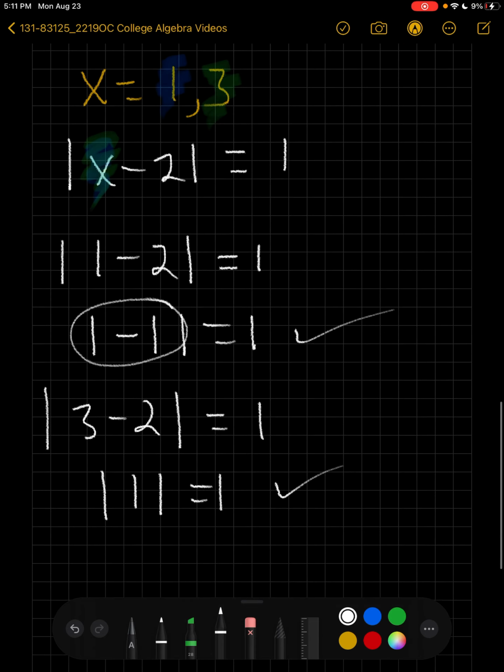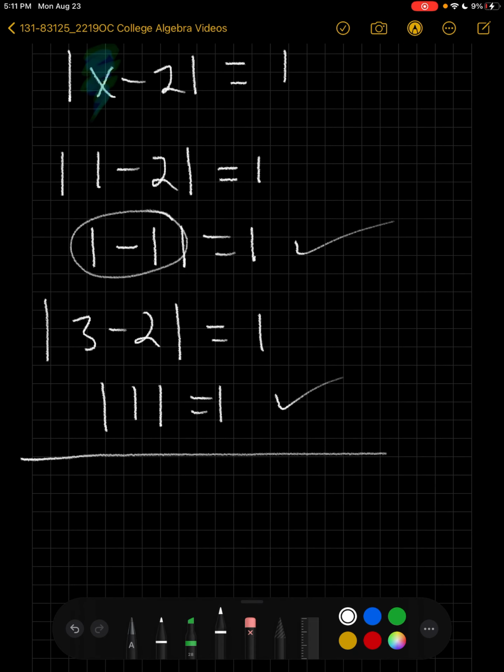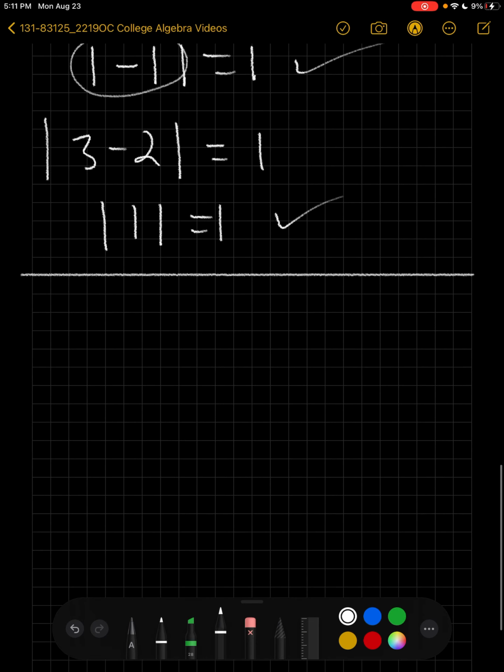Well, let's talk about what happens if we are doing an inequality. And we'll use that same logic to figure out what's going on here. Let's say I tell you that the absolute value of x is less than 3.